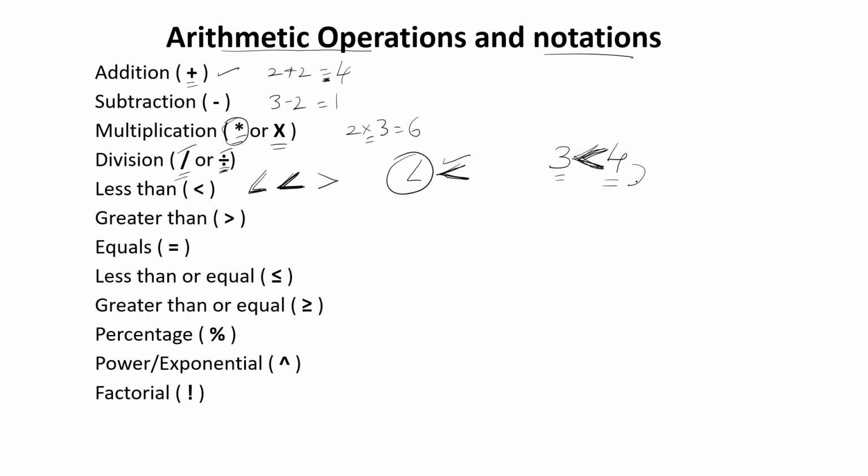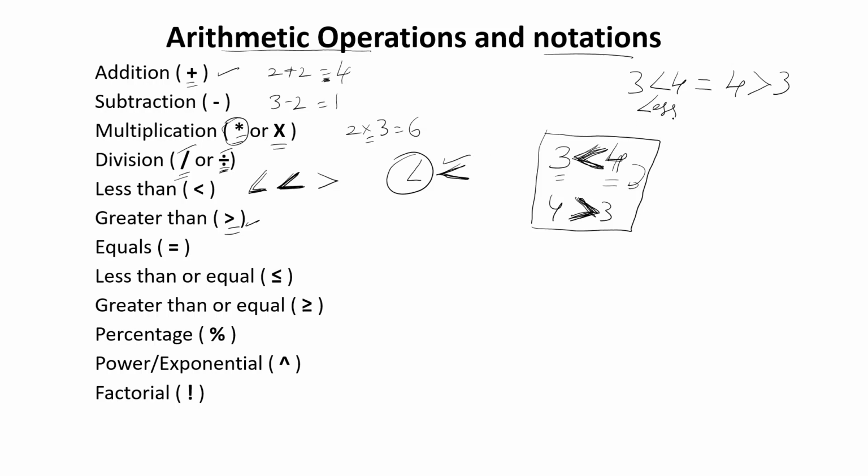Now I can write this in the greater than form also. 4 is greater than 3, that means 4 is bigger than 3. So your open symbol should be on the larger side. This open symbol is on the larger side, 4 is larger, and this open symbol is also on the larger side. So I can write 3 less than 4, or equally, 4 greater than 3. That is the difference between greater than and less than. Less than means L, less than.